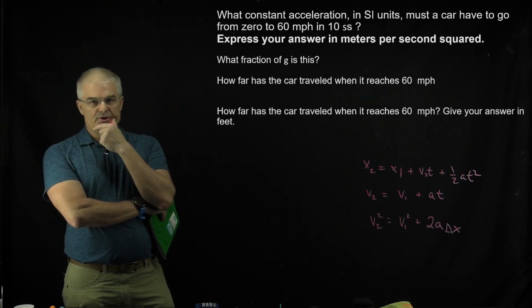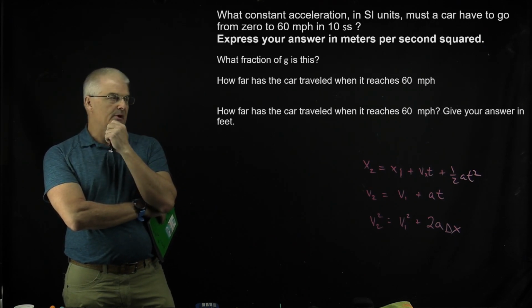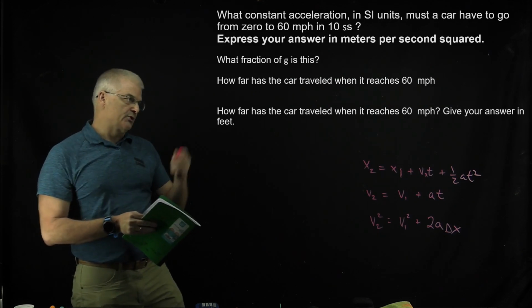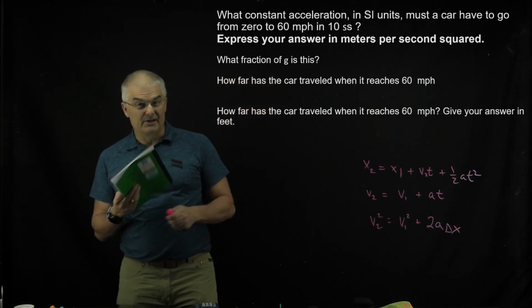We've got our first question here that we want to answer. What constant acceleration in SI units must the car have to go from 0 to 60 miles per hour in 10 seconds? There are quite a few questions here, but it all comes down to using these three equations. It's important that you convert.